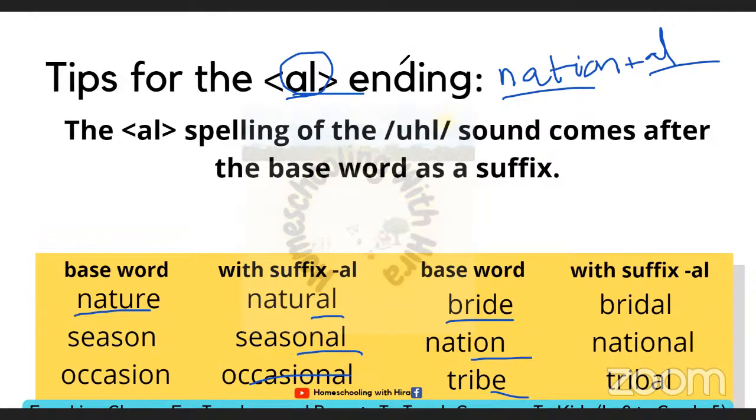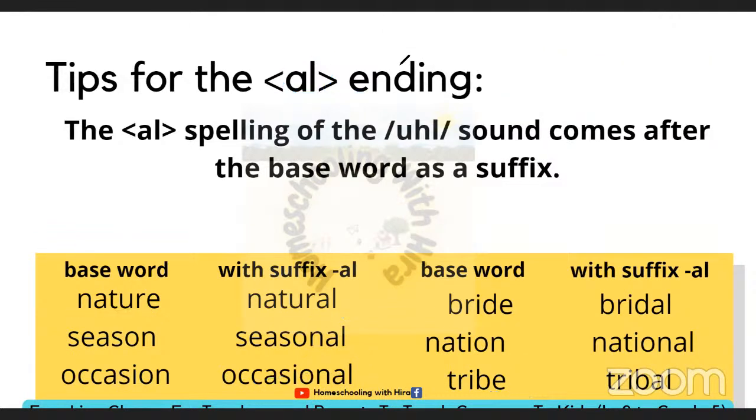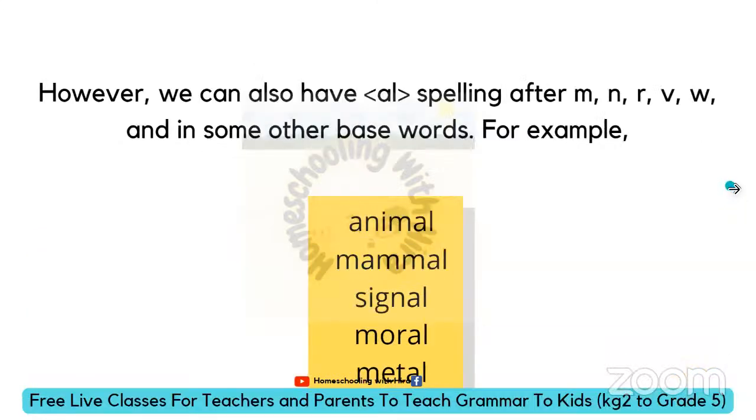Tribe, tribal. Now, this is some advanced spelling, but if you give these hints, again, this is not a spelling rule, sorry. So what you can say is, these are some tips. Tips हैं, rules नहीं हैं. Words may not follow these patterns, but most of the time they follow.